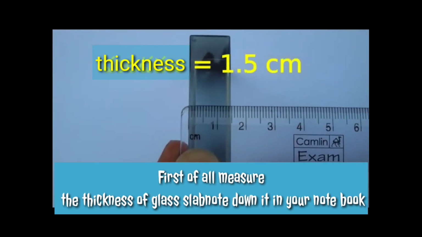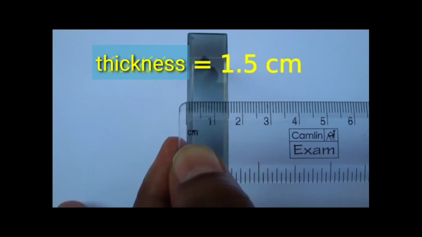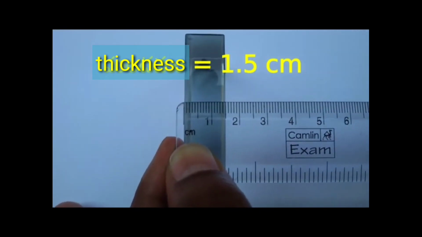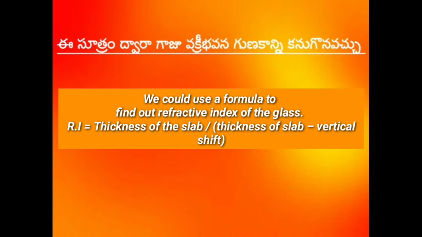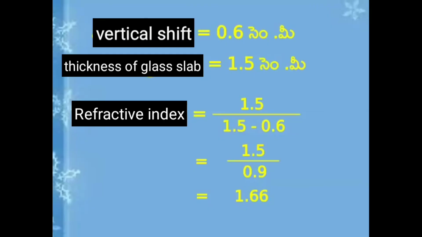Now to find out the refractive index of the given glass slab, we have to use a formula: thickness of the slab divided by thickness of the slab minus vertical shift. We obtain the values. The vertical shift is 0.6 centimeters and the thickness of the glass slab is 1.5 centimeters. By substituting these values, we get the answer 1.66 using the formula.